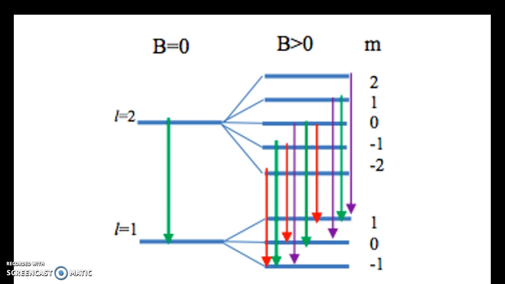In the Zeeman-Lorentz model for transitions between states with L level 2 and level 1, when there is no magnetic field, or B equals 0, there's a single spectral line, the green one. When we have the magnetic field, there are two additional spectral lines for a total of 3 lines. You will have your green, you will have a red, and you will also see a purple.